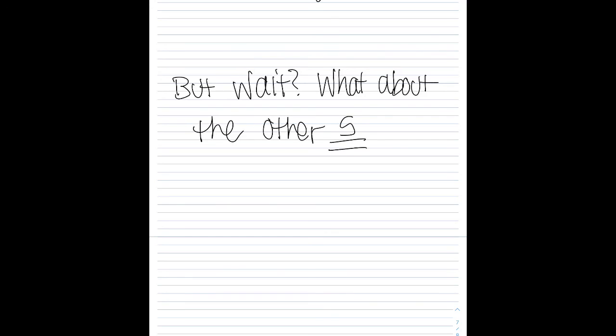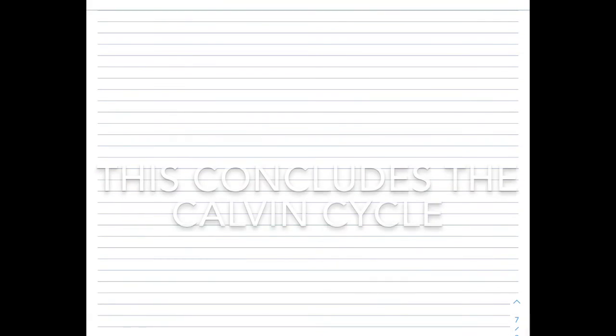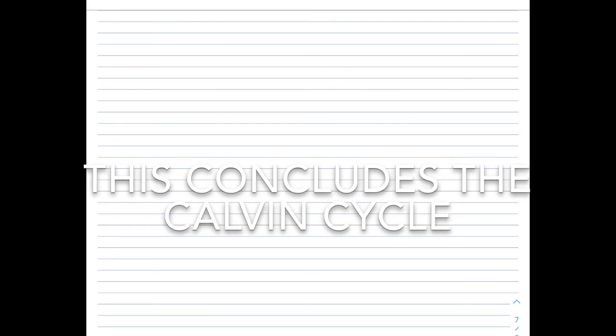So you're probably wondering, we make 6 in one cycle, so what happens to the other 5? Well, those get recycled and are used to make RuBP, which will be used in another turn of the cycle. It's important to remember that glucose is a 6-carbon sugar, so it would take 6 cycles to make 1 glucose. This concludes the Calvin Cycle. I hope you've enjoyed it.